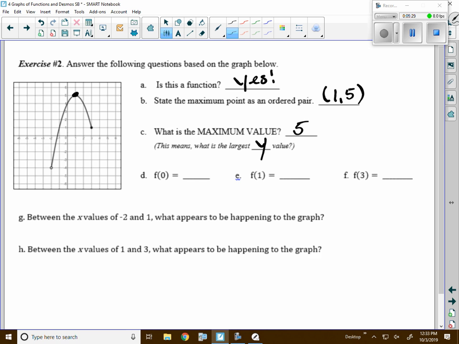All right, f of 0. What's f of 0? 4. What do we call that point? The b. Yeah, it's b in our equation. Y equals mx plus b. What is b? The y-intercept. That's our y-intercept. All right, f of 1 is, we already got that, 5. Okay, f of 3 is 1. Very good.